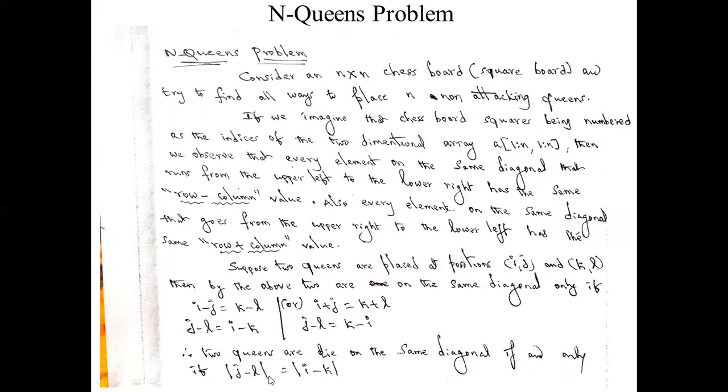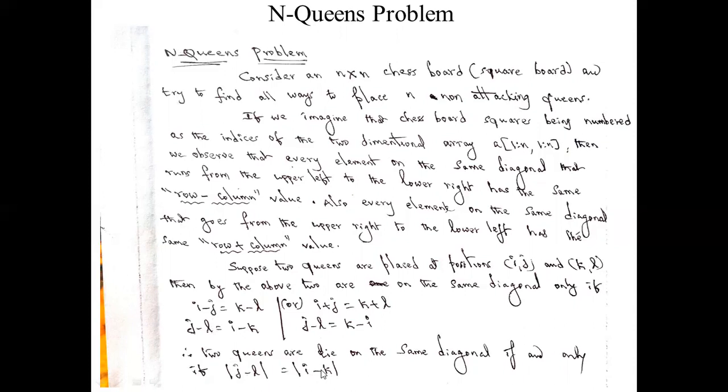So that's why take mod of column numbers difference equal to mod of row numbers difference of those two queens. Then we say that both are there in same diagonal. So take two queens' row numbers and column numbers, and calculate columns difference and row numbers difference.